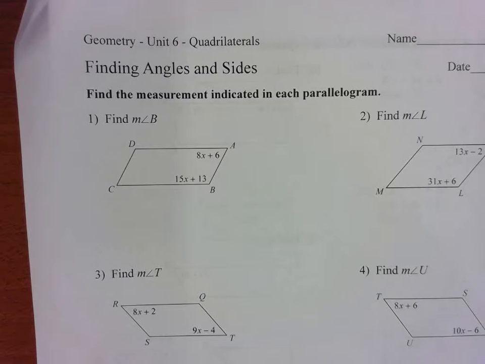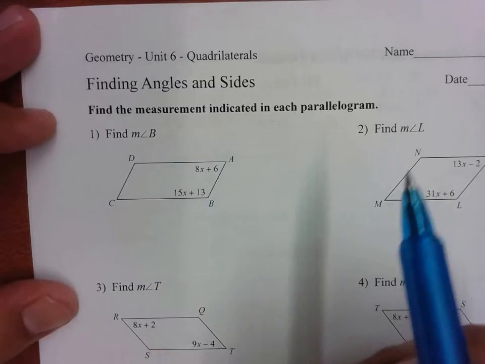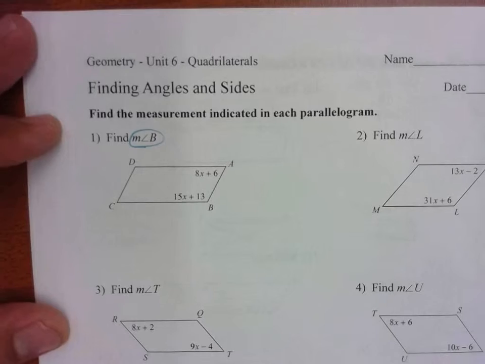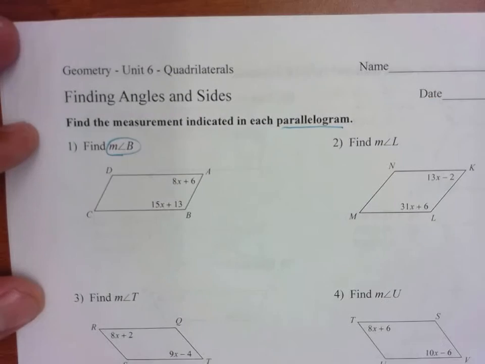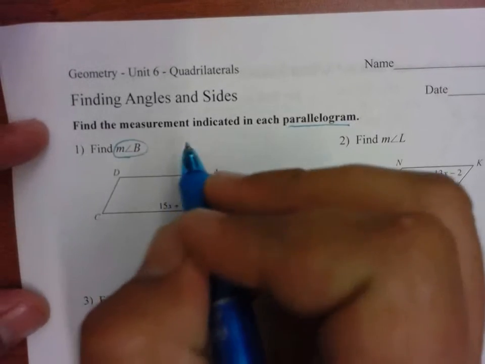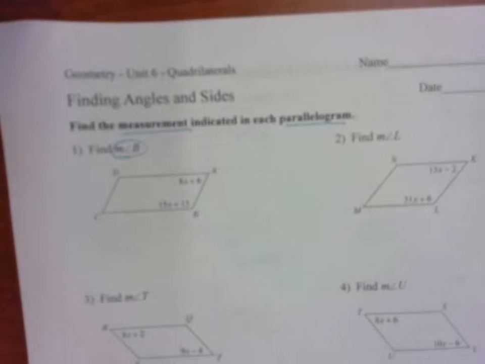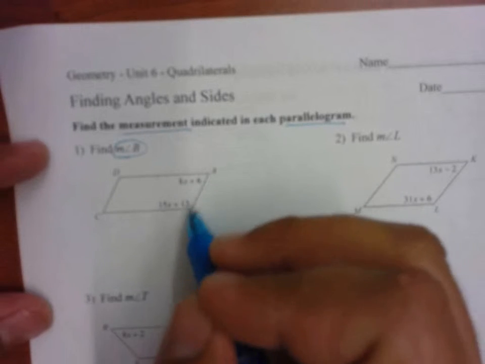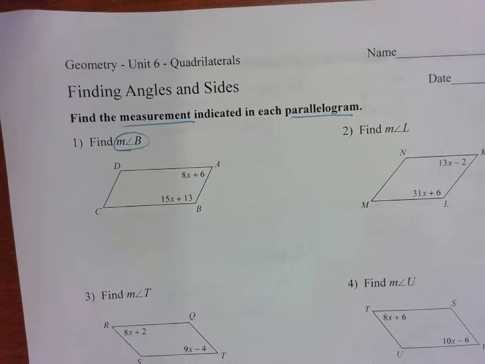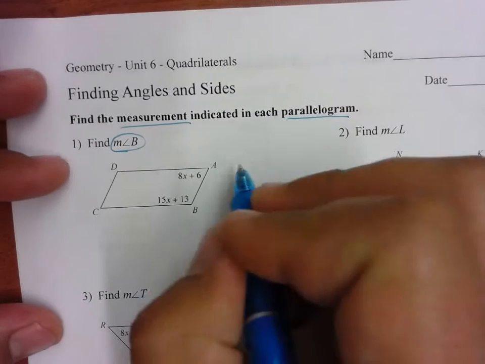The first section, which is 1 through 8, says find the measure of the measurement indicated in each parallelogram. So, number 1, we want angle B. They called it a parallelogram, which means all properties of a parallelogram are true. We're only finding the measurement of the angle. In parallelograms, consecutive angles are supplementary, which means we have to add them and set it equal to 180.